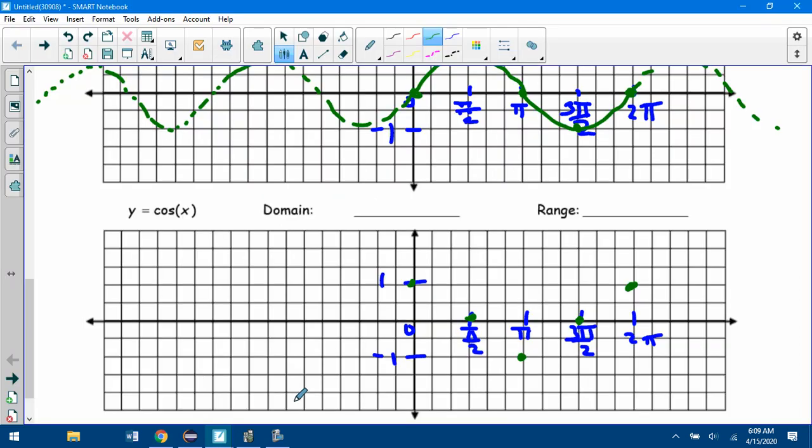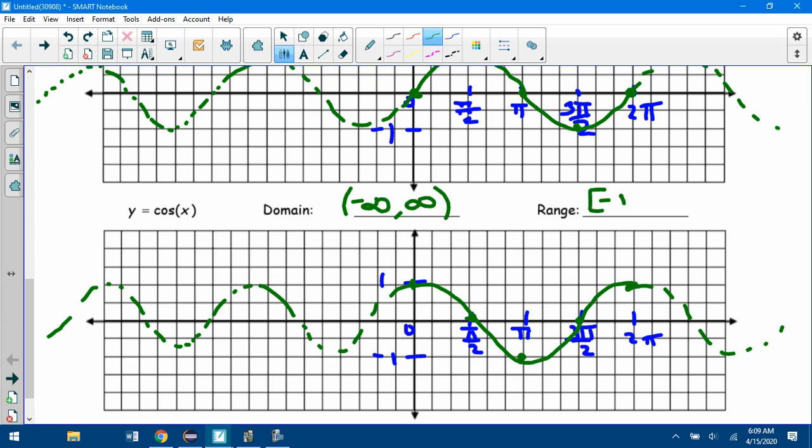Okay, so go ahead and plot this. But again, you've got to make a rolling shape as opposed to a jagged shape. And just like sine, I can go around the unit circle as many times as I want in the positive or negative direction, but it's always going to bounce between -1 and +1. So my domain is still negative infinity to infinity, and my range is still bracket -1 to 1.